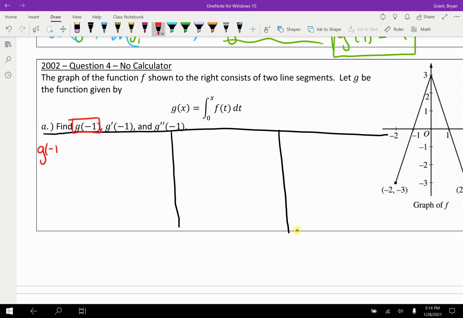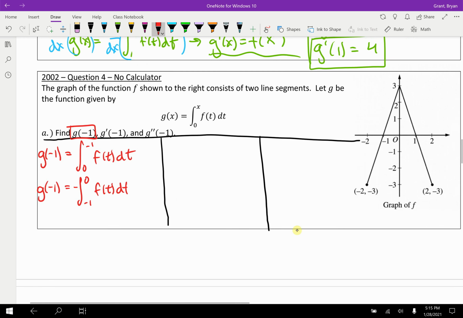So g of negative 1 is equal to the integral from 0 to negative 1 of f of t dt. I don't like that it goes from bigger to smaller, so I am going to switch that order. So now along the x-axis, we're going from left to right. Then I'm going to take a look at this graph. We're going from negative 1 to 0, and the only area that's there is this triangle. So I think g of negative 1, don't forget the negative, will be 1/2 a base of 1 and a height of 3. So to me that looks like g of negative 1 is negative 3/2.